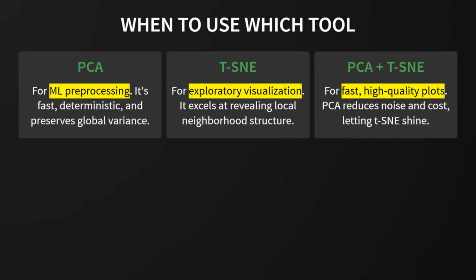So, which tool should you grab? Use PCA when you're preparing features for a machine learning model. Use t-SNE by itself when you're just exploring the data visually. And for the best of both worlds, a fast, high-quality visualization, use the PCA then t-SNE pipeline.